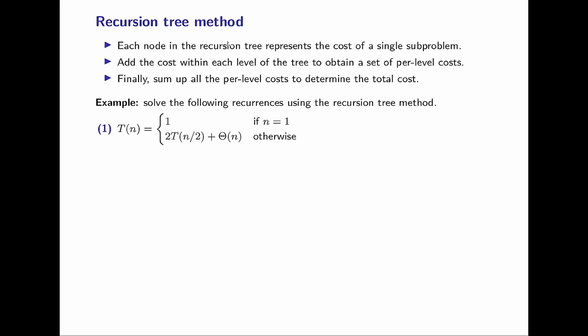So the recursion tree method converts the equation into a recursion tree, where each node in the recursion tree represents the cost of a single subproblem. Then we'll add the cost within each level of the tree to obtain a set of per level costs. Finally, we'll sum up all per level costs to determine the total cost. We'll understand with an example.